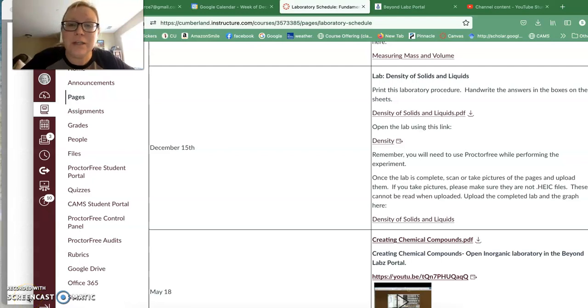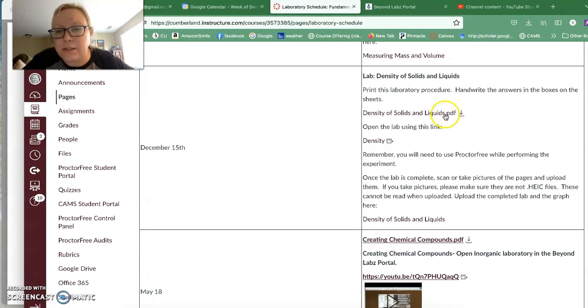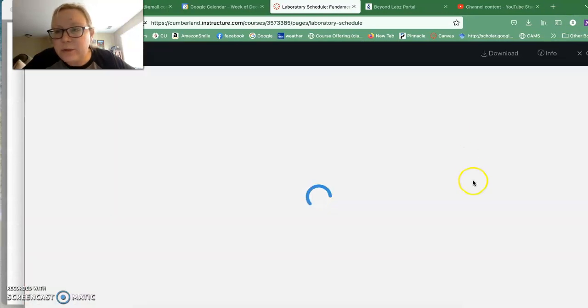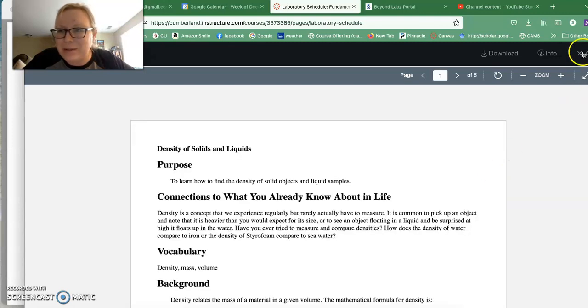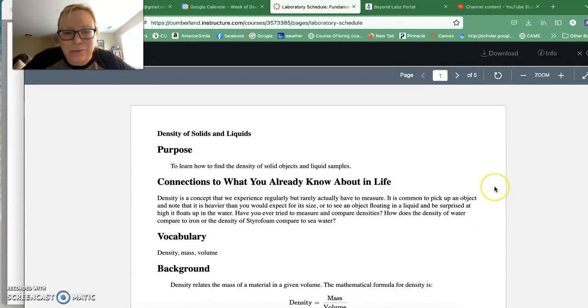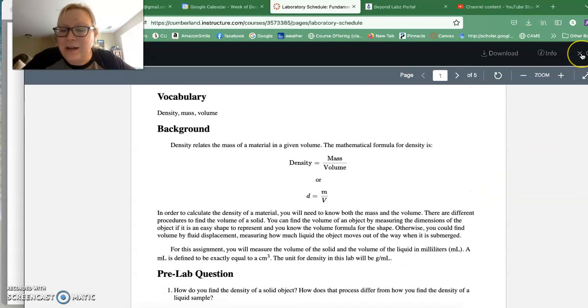In the lab we're going to do today, we are going to look at the density of solids and liquids. To do this, you are going to print the laboratory procedure and handwrite the boxes in the sheets. You can find the laboratory procedure here. You can download it and then, of course, print it. For whatever reason, it's taking just a hot minute to pull up. And so we can see it here.